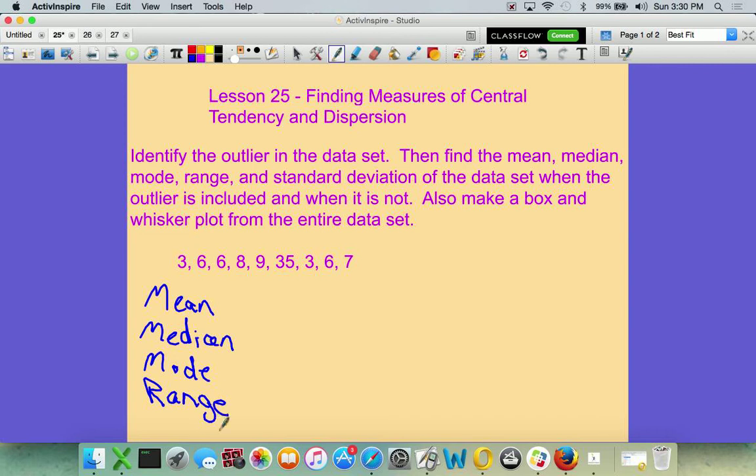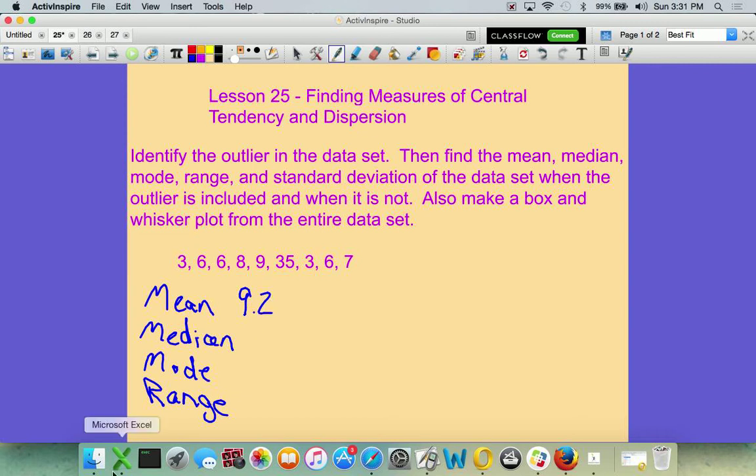Alright, mean. What you have to do is add all of those numbers together and then divide by the total number that we get there. So 3 plus 6 plus 6 plus 8 plus 9 plus 35 plus 3 plus 6 plus 7 gives us a total of 83. And then we have 1, 2, 3, 4, 5, 6, 7, 8, 9 numbers there, so we divide that by 9, and we get a mean of 9.2.